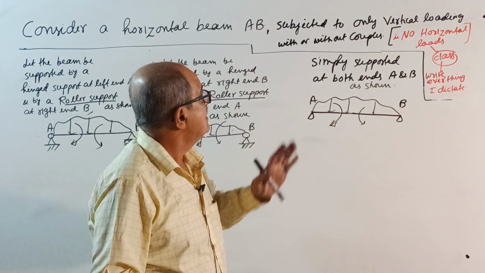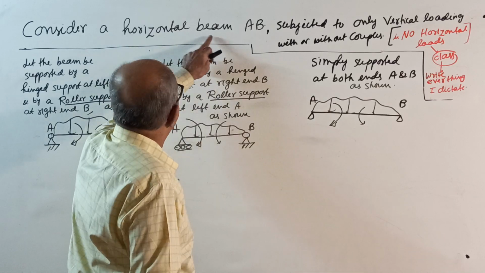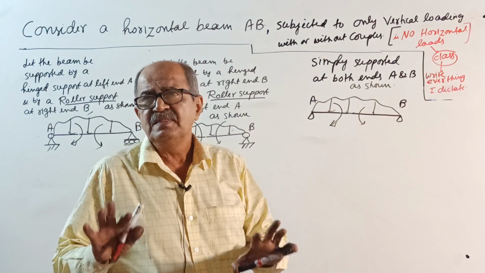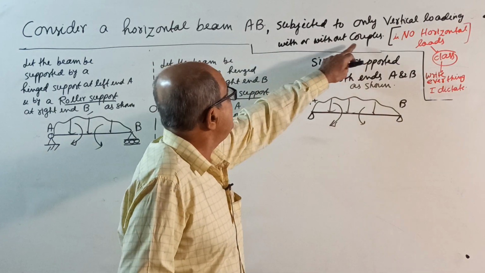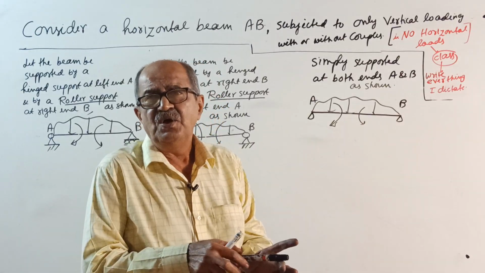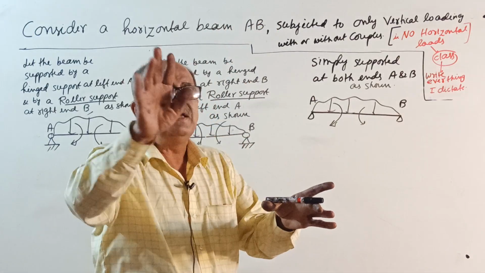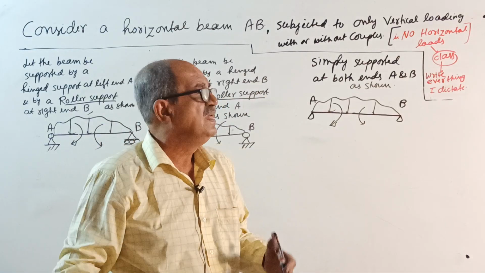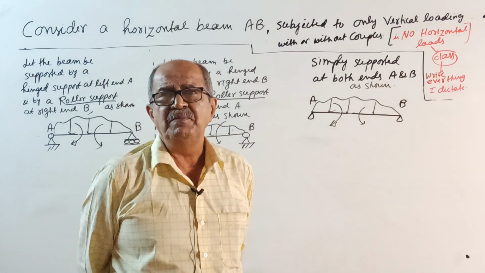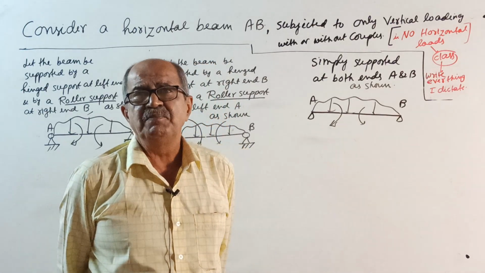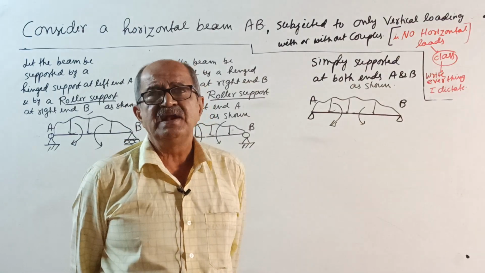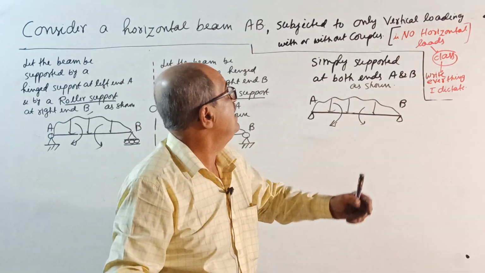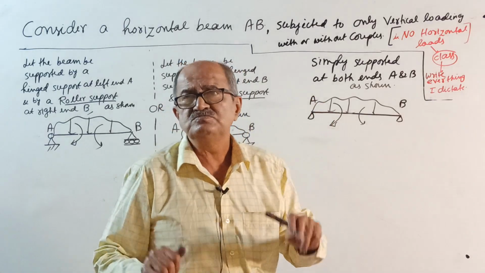Now consider a horizontal beam AB subjected to only vertical loading, with or without couples. You should write vertical loading: any loading, either point load or distributed load. Distributed load can be UDL, can be UVL represented by a triangle, or can be UVL represented by a trapezium. Then there can be couples. But remember, no horizontal loads right now.